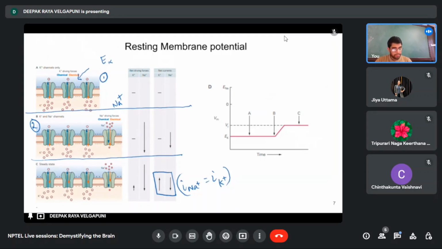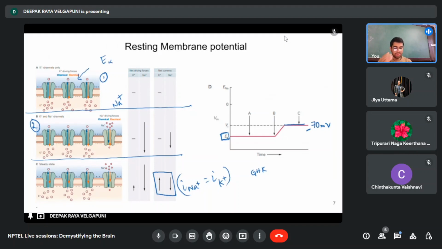So what we have to remember is from the GHK equation, we see that if only K plus ions are there, the resting membrane potential, the equilibrium potential, is Ek. But since Na plus channels are also there and it goes until both the currents neutralize each other, it goes a little higher than Ek. So this is how the resting membrane potential is at minus 70.